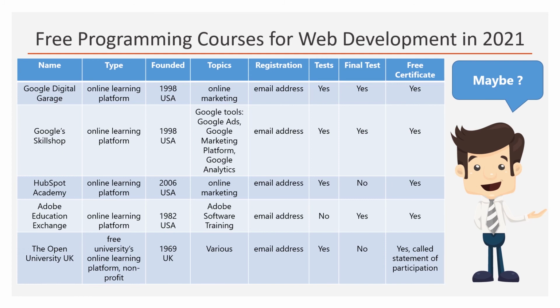Right, the very last one, the Open University UK, 1969. So it's actually in the UK. It's 1969, so it's been a distance learning platform for a long, long time. Of course, distance learning before online learning was slightly different, but it's been around for many years. So it's non-profit.